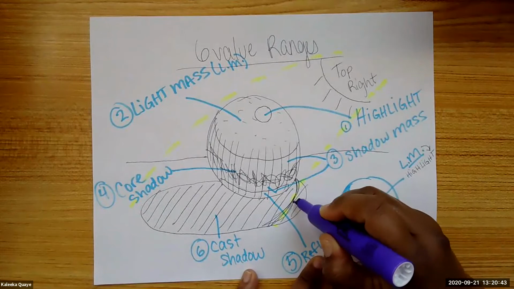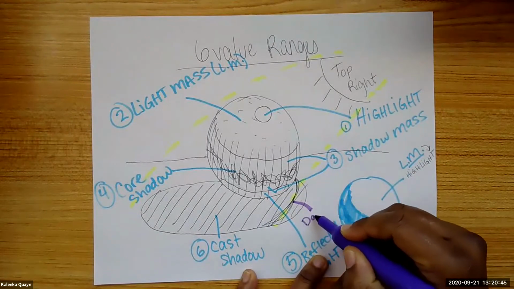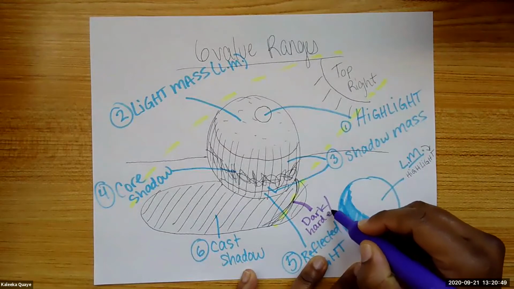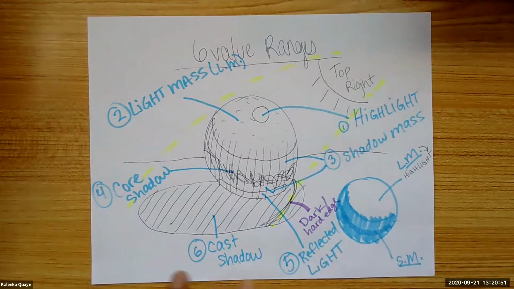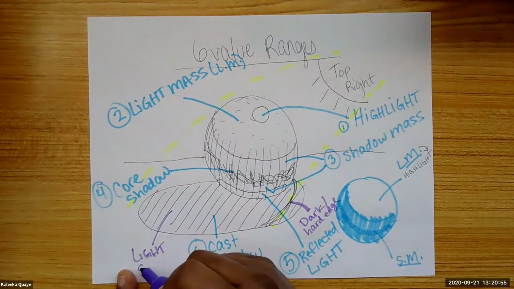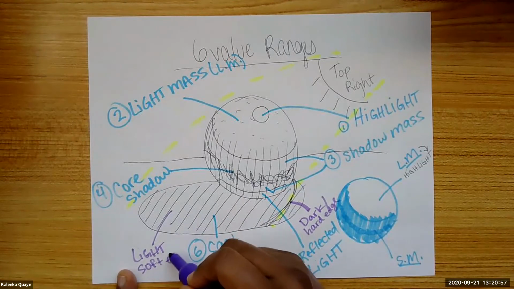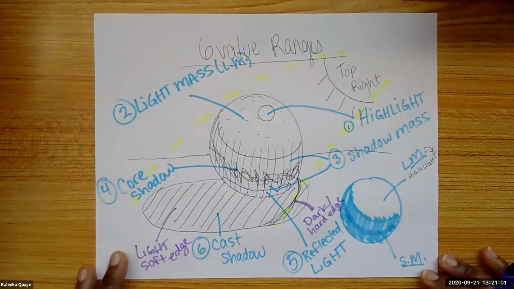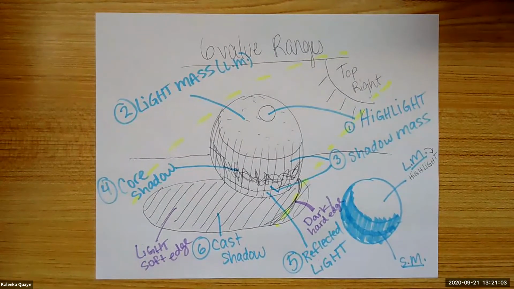Right here, you're gonna have a dark cast shadow with a hard edge. Okay, over here, you're gonna have a light cast shadow with a soft edge. And those are the 6 terms that you want to try to remember when it comes to value, and it'll apply to anything. If I put a light on my hand, you'll see the same thing repeated. You just have to look for the highlight, light mass, or shadow, all these terms that I mentioned.